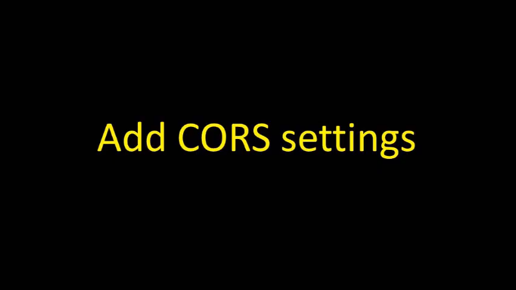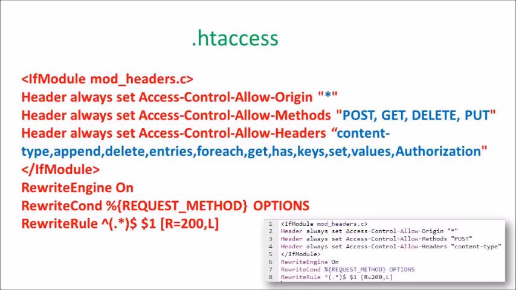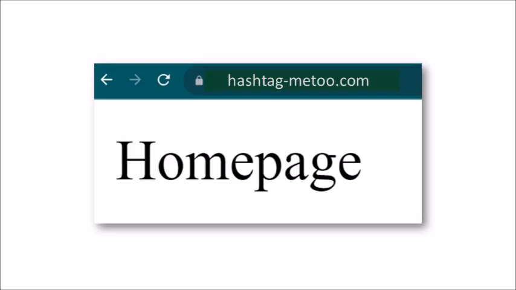Now we need to adjust our CORS settings. From the File Manager, navigate to your domain folder that you deployed your app on. Create a new .htaccess file. Edit and enter this block of code. Edit the blue sections as required for your app, and then save. And now test your app.